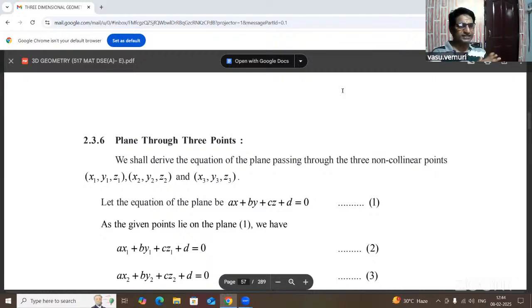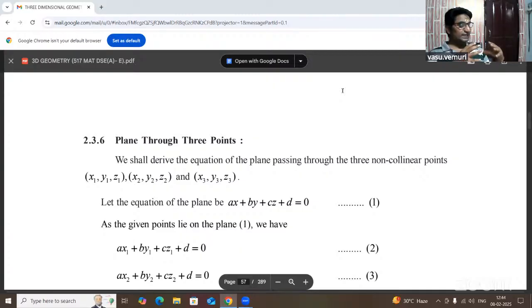Here there are 3 points given. These 3 points are non-collinear points. What is collinear? Students, please tell me. Collinear we have already discussed in the previous classes. Collinear means the given points are on the same line. That is called collinear.